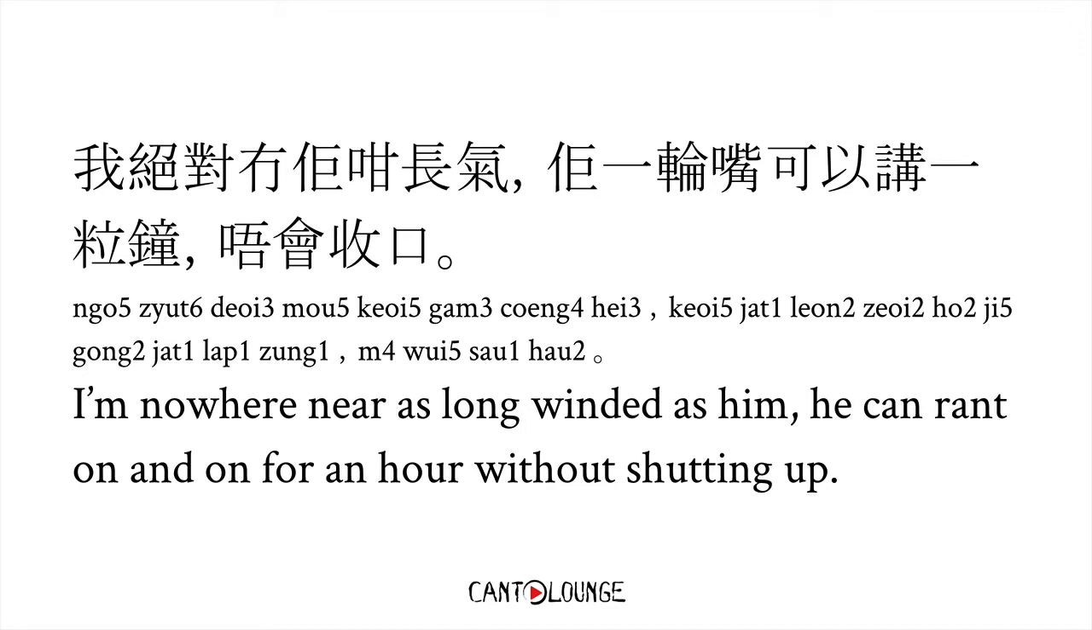Or if you want to change it to the positive, you might say something like 同佢一樣咁長氣, or 好似佢咁長氣. Yep. So that works as well. So this full sentence reads, 我絕對冇佢咁長氣. 佢一輪嘴可以講一粒鐘，唔會收口. I'm nowhere near. I'm definitely not as long-winded as him. He can rant on and on for an hour without stopping, shutting up, right?